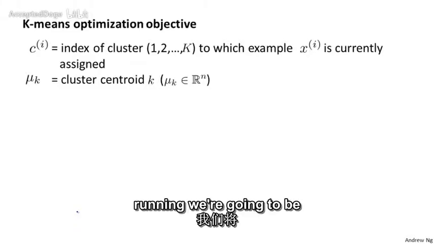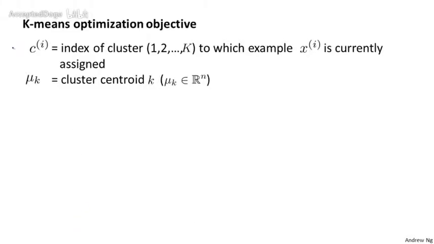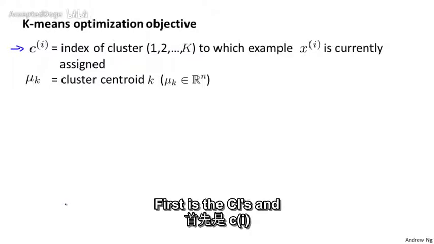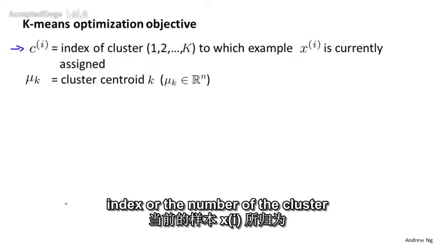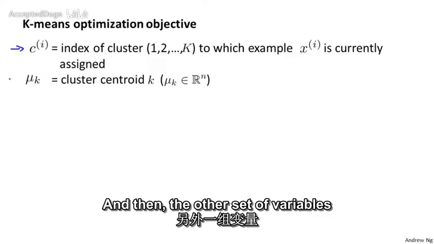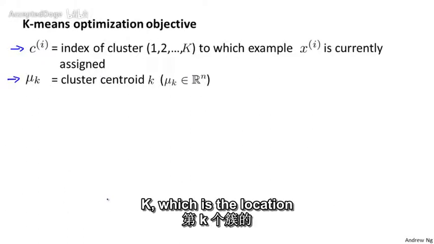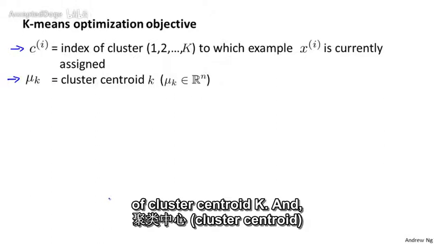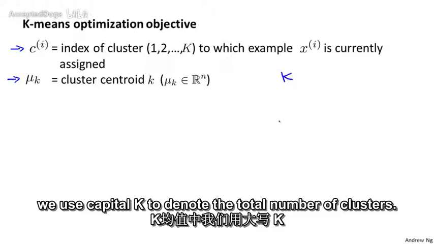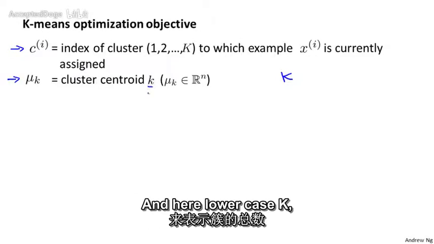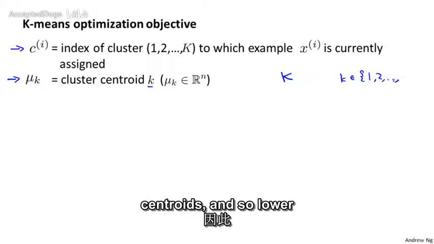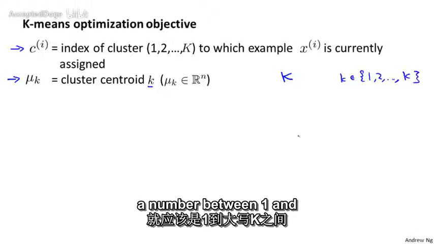Just as a quick reminder, while k-means is running, we're going to be keeping track of two sets of variables. First is these c superscript i, which keeps track of the index or the number of the cluster to which an example x superscript i is currently assigned. And then the other set of variables we use is mu subscript k, which is the location of cluster centroid k. And again, for k-means we use capital K to denote the total number of clusters, and here lowercase k is going to be an index into the cluster centroids, so lowercase k is going to be a number between 1 and capital K.